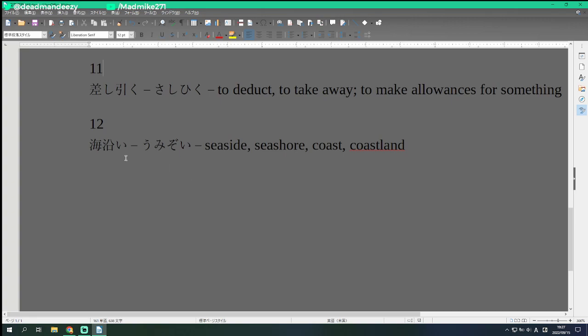And finally, number 12, we have umizoi. Umi on the left side is an ocean or sea, and zoi on the right side would normally be our verb for to follow along with. So umizoi is a thing that follows along with the sea: the seaside, the seashore, the coast, or coastland. As in, it follows along with the sea. Umizoi is a coastland or seashore.